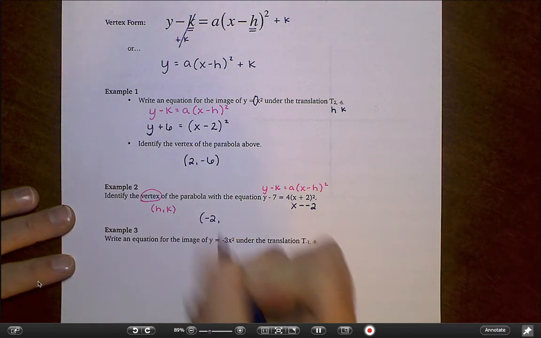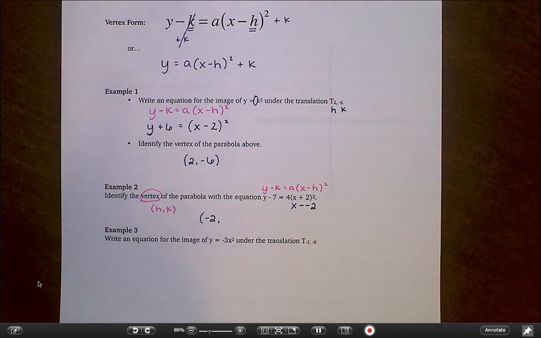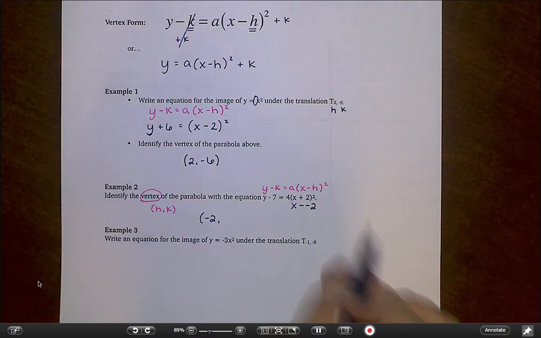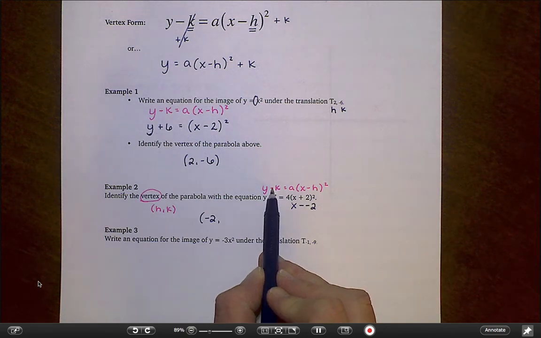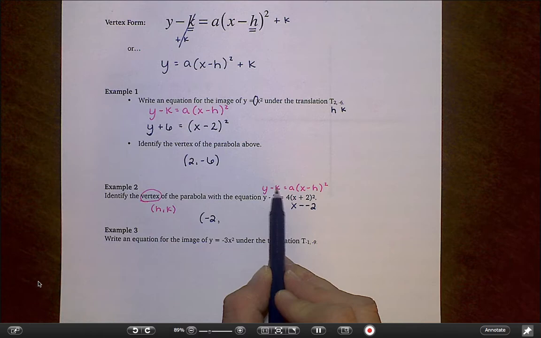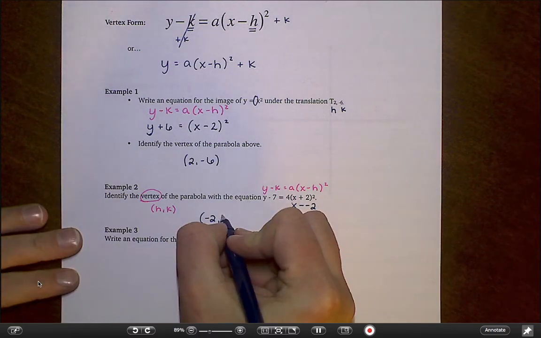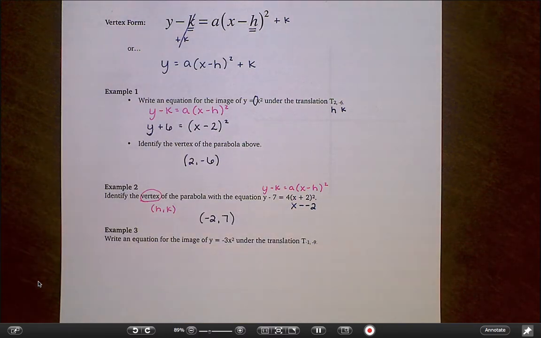So when you're pulling numbers back out of the equation, they flip signs, okay? Because in the equation, they're backwards from what they were originally. And then when I look at my k value, now there I do see a minus sign, and that just belongs to the function. So the k value is just 7. So my vertex would be -2, 7. This one had an a value of 4. That doesn't affect the location of the vertex. And like I said, we'll talk about what that a value does in just a minute.